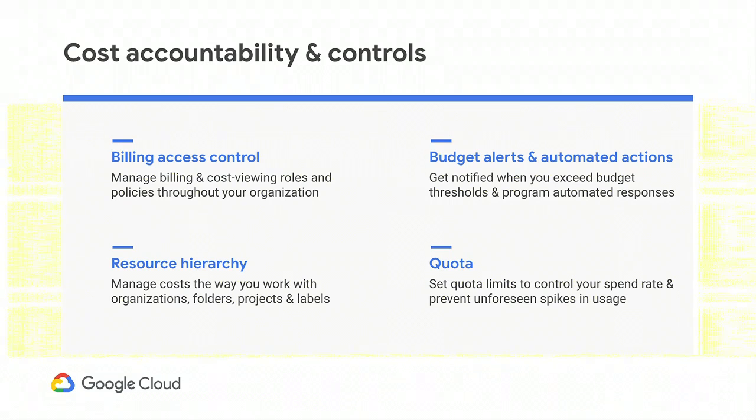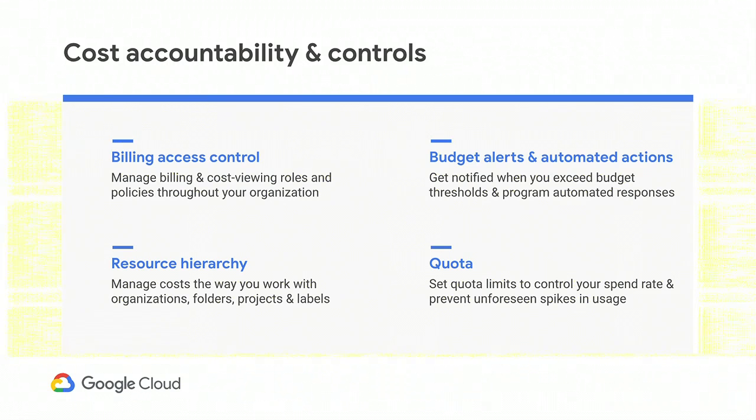Then we have budget alerts and automated actions. So you can set notification thresholds on your spending in a project or in a billing account so that you receive an email if spending goes over a threshold, or you get a Pub/Sub message sent to some programmatic function that responds to it and takes corrective action.